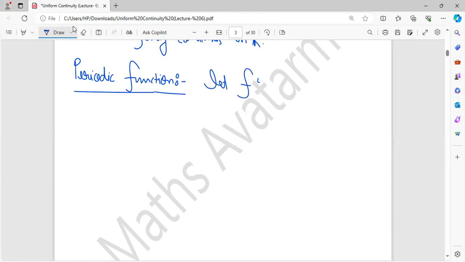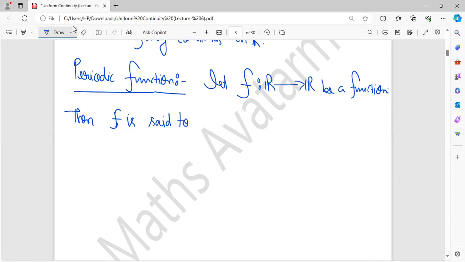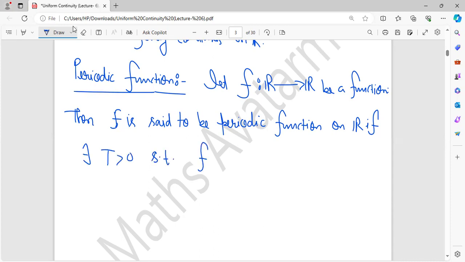Let f: R to R be a function. Then f is said to be a periodic function on R if there exists T greater than 0 such that f(x plus T) is nothing but f(x) for all x belongs to R.